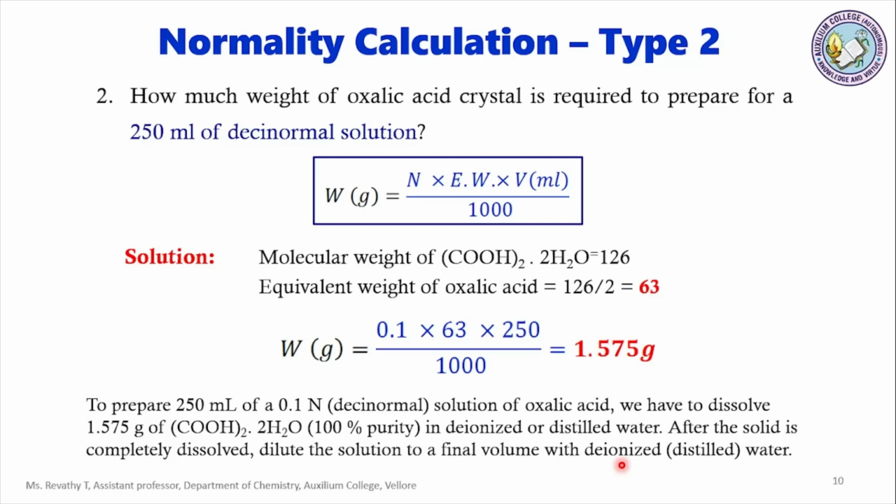In this problem, we were asked to prepare decinormal solution of oxalic acid. I hope by now you all know what is decinormal solution. Yes, it is 0.1 N solution of oxalic acid. Now you can try solving this problem on your own by pausing the video.